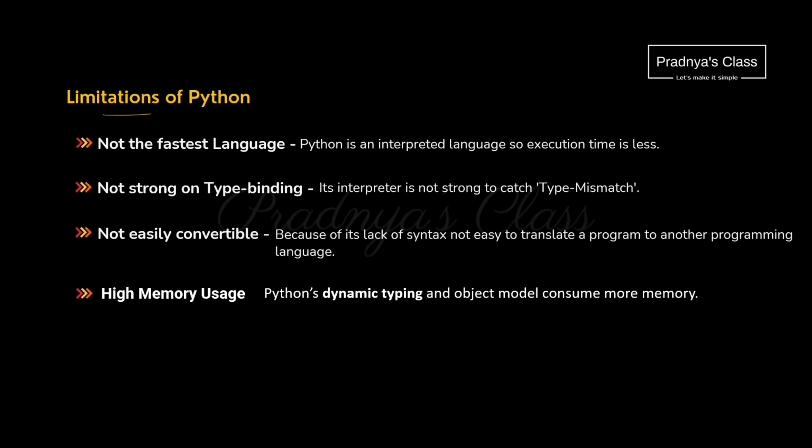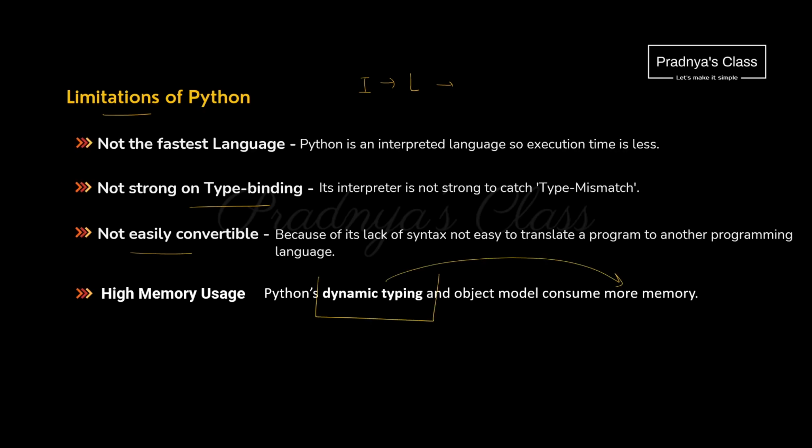Yes, it is a slower language because it has an interpreter. It executes the code line by line. That's why it takes more time. The second limitation, we can say it is not strongly typed because we don't mention the data type before creating the variable. Based on the value, the data type will get decided. And because of that only, it is not easy to convert to other languages. And because of that dynamic typing, it takes more memory.